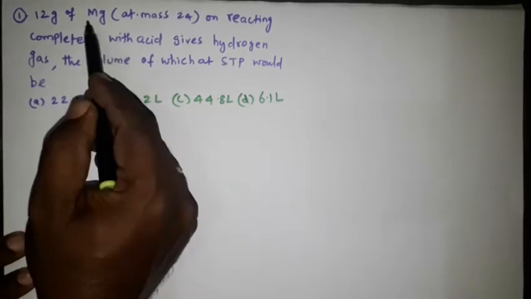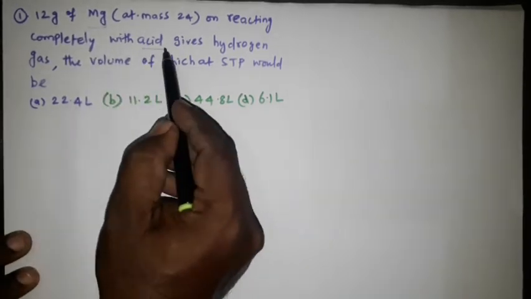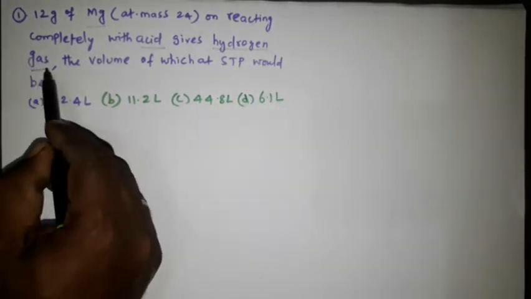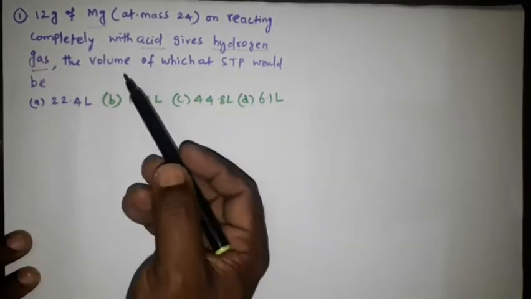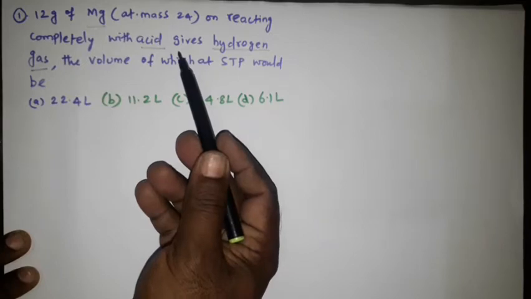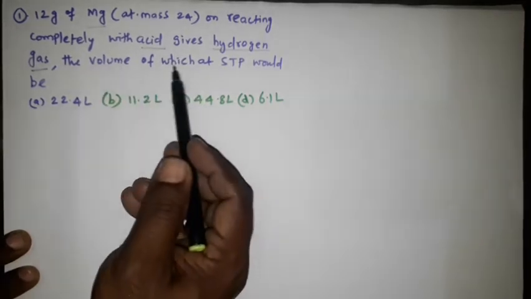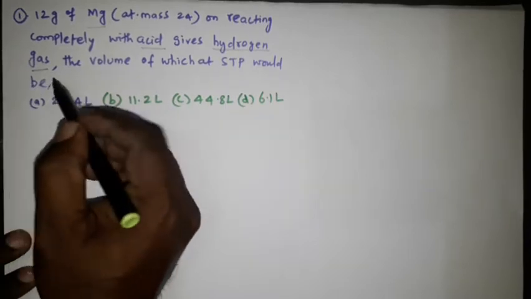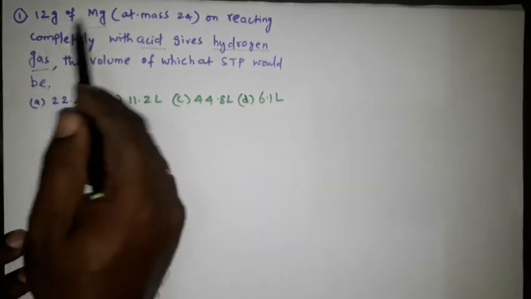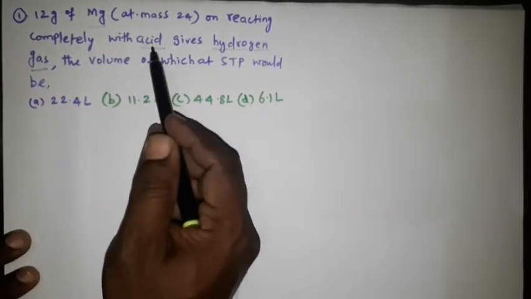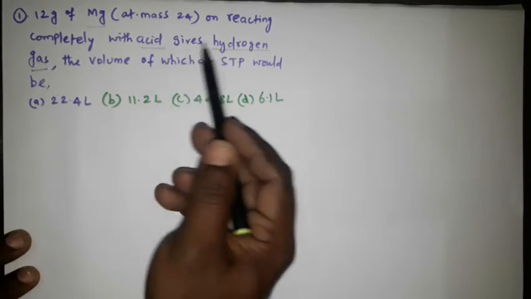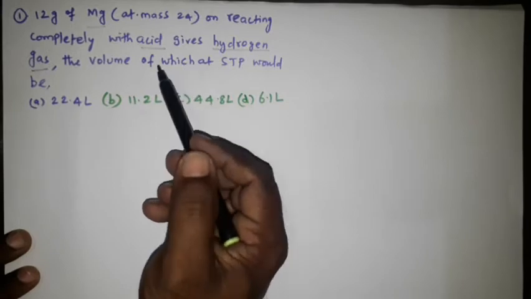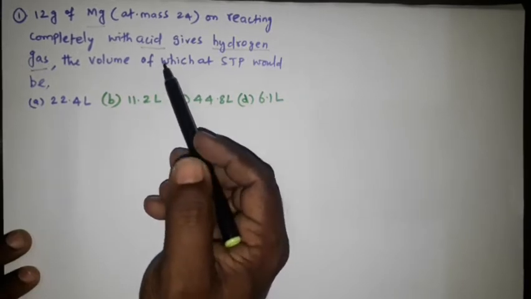So, magnesium reacting with acid gives hydrogen gas. Usually any metal when reacting with acid will produce hydrogen. So, the volume of which at STP would be, see, 12 gram of magnesium when it reacts with any acid at STP, what will be the volume of hydrogen? That is the question.